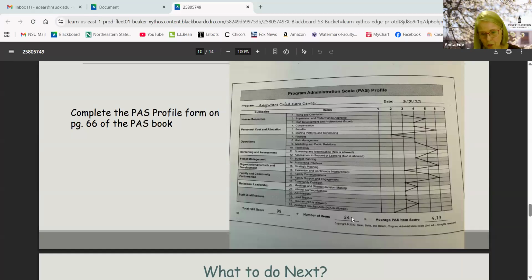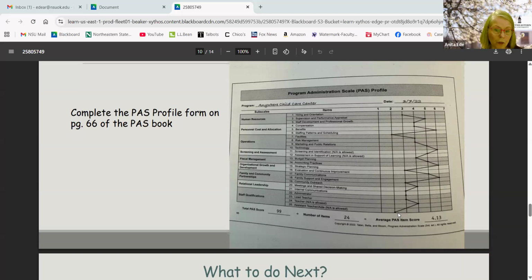That's why this person came up with a total PAS score of 99, but they only had 24 items, and then they got the average for the whole center, 4.13, which is not really great. It's sort of an average, but you really want it to be above 4, somewhere in the 5, 6, and 7 category would be really nice. Anything that's below the 4 is not considered very great. And this gives you a visual picture of what that center is like.